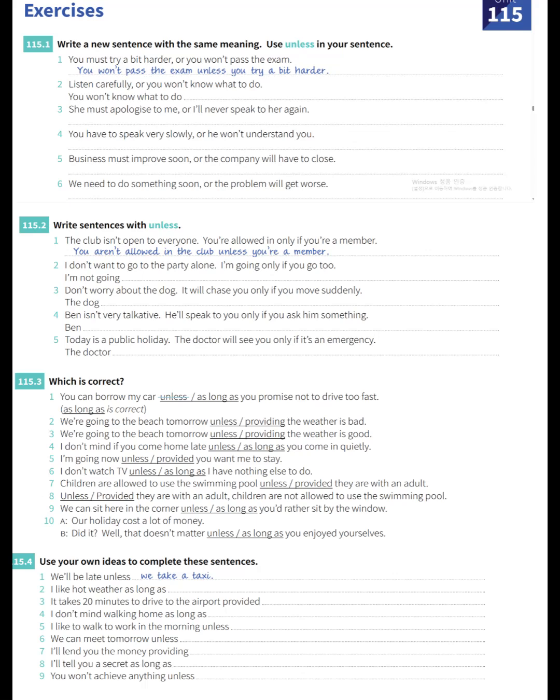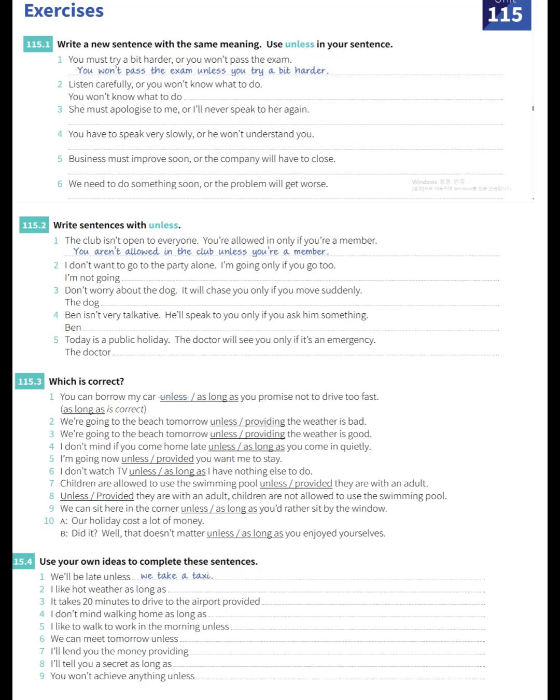Use your own ideas to complete the sentence. We will be late unless we take a taxi. I like hot weather as long as, use your own idea. You like the hot weather as long as there's ice cream for me. I like ice cream. So I like hot weather as long as there's ice cream. So what about you? What do you like in the hot weather?